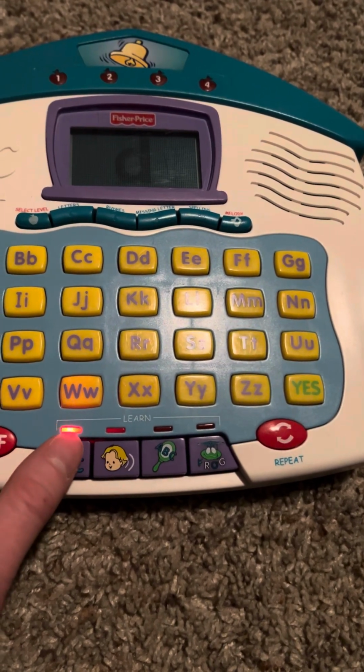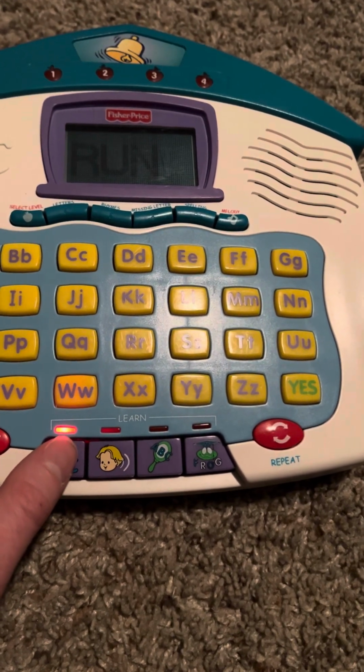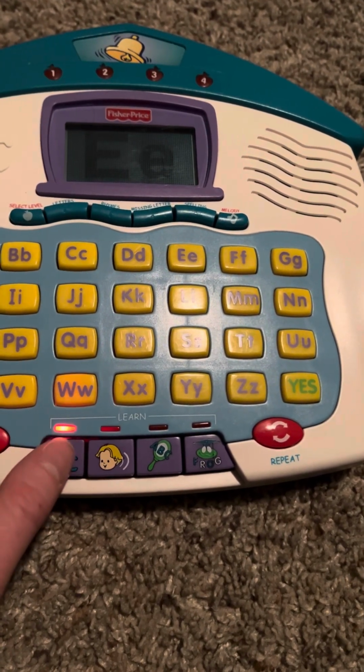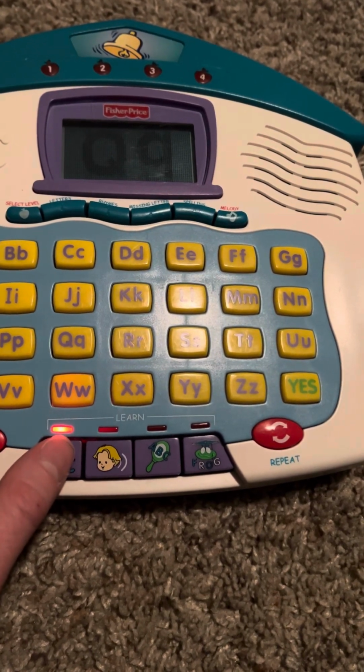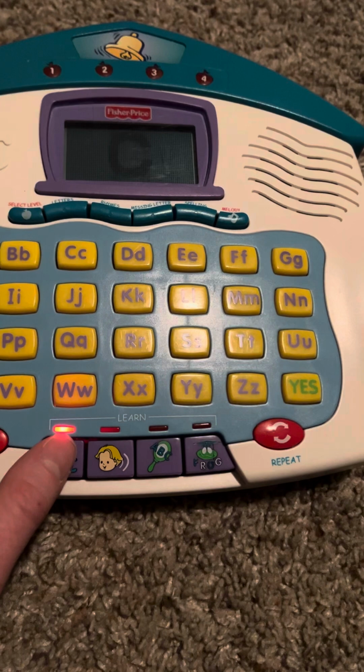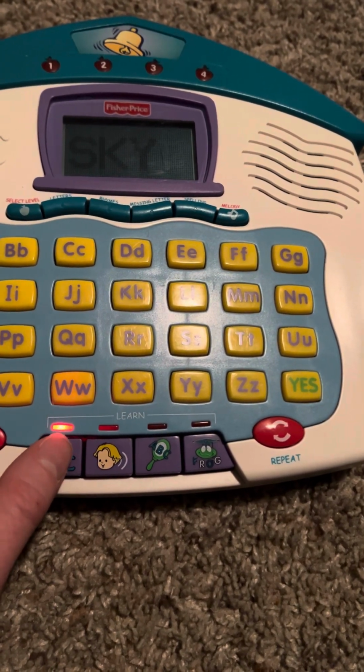This is little D. R is the first letter in the word run. This is E. E, this is Q. This is big C. S is the first letter in the word sky. O.